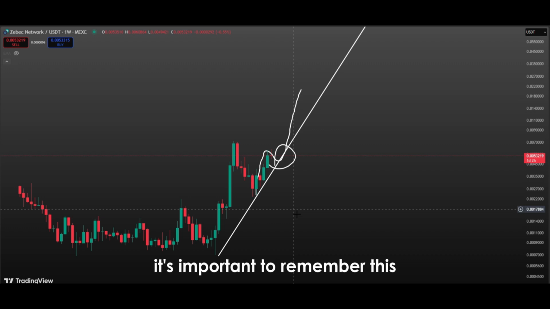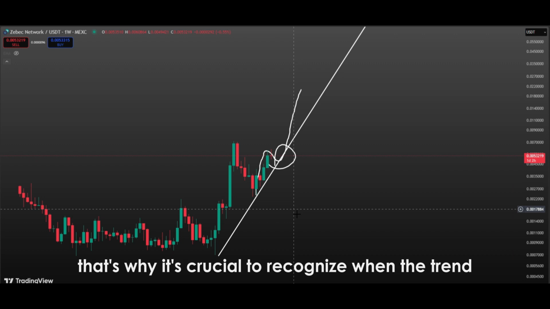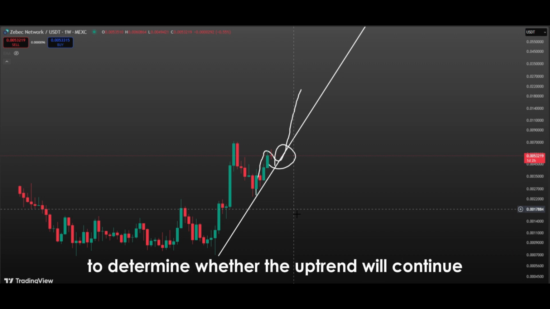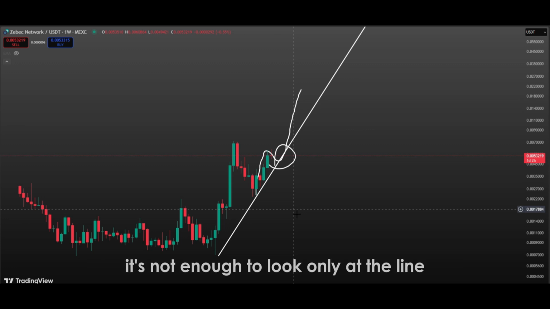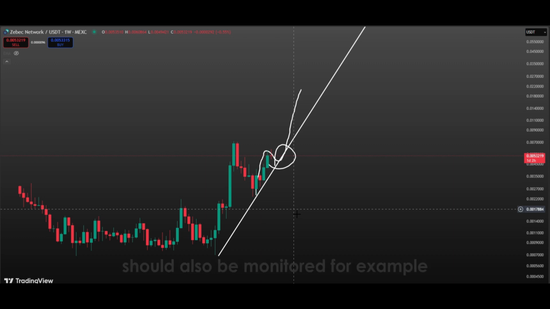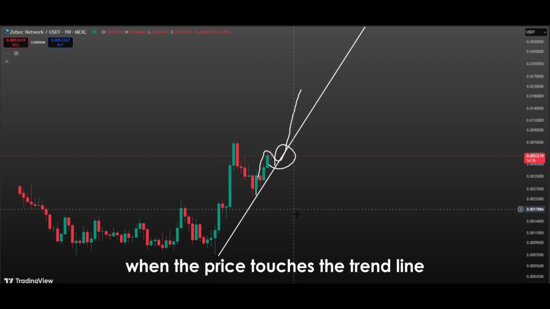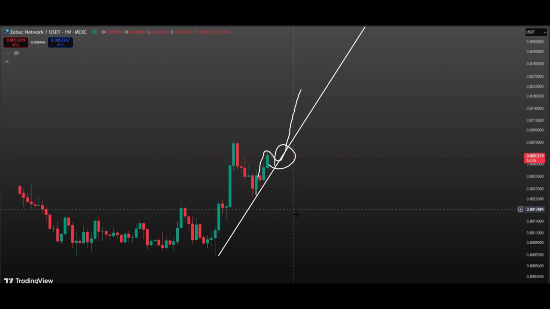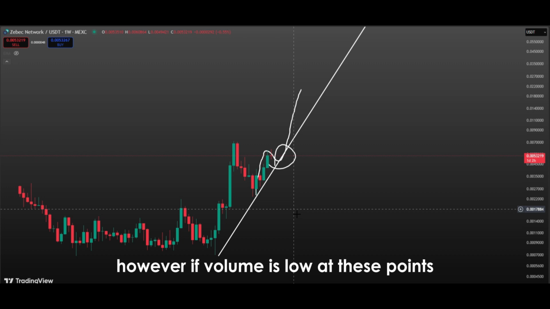However, it's important to remember this: every trend eventually breaks. That's why it's crucial to recognize when the trend is weakening. To determine whether the uptrend will continue, it's not enough to look only at the line. Trading volume, momentum indicators, and the overall market condition should also be monitored. For example, if volume increases when the price touches the trend line, it indicates that buyers are still strong. However, if volume is low at these points, it may show that buyers are weakening.